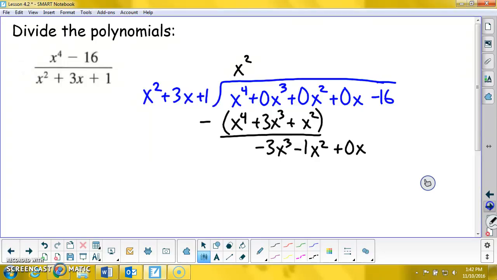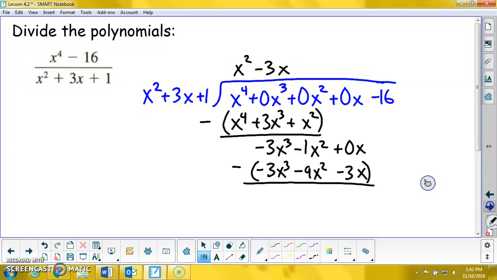Do it again. What times x squared gives us negative 3x to the 3rd? That would be a negative 3x. Take the negative 3x times the divisor, and we get negative 3x to the 3rd minus 9x squared minus 3x. Draw a line and subtract. And the first terms cancel. We end up getting negative 1x squared plus 9, which is 8x squared. 0 minus a negative 3 is equal to 3x.